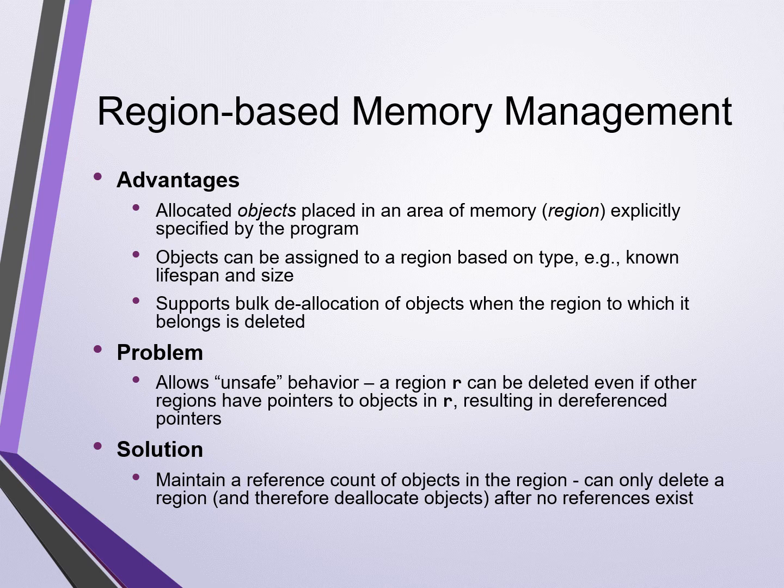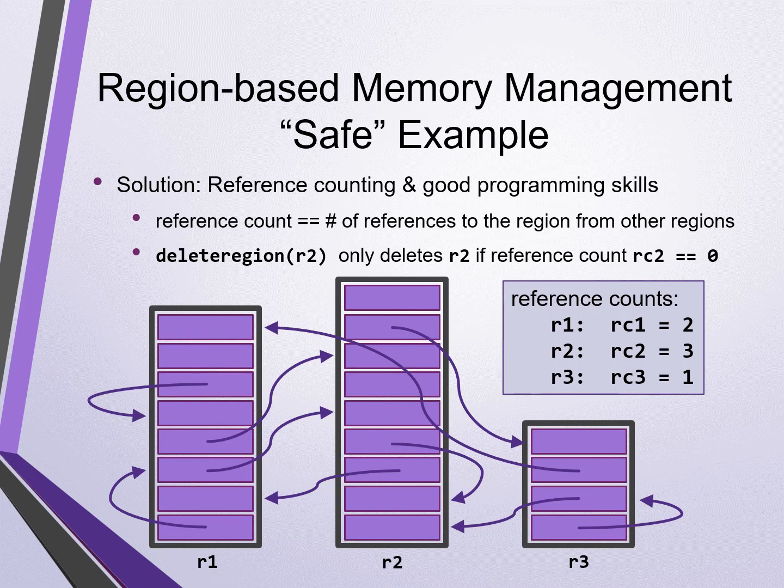Gay and Aiken provide a solution to this. By maintaining a reference count of external pointers to the objects within the region, we can then only delete a region and therefore deallocate objects after determining that no references exist. Now we can see that by updating the delete region function to allow deletion of a region only when that region's reference count equals 0, we can prevent dereferenced pointers.